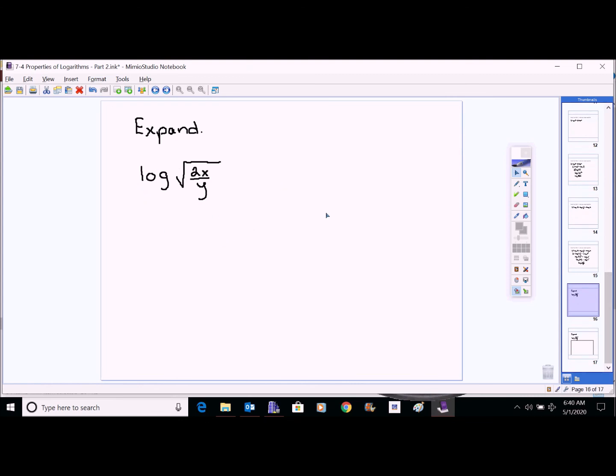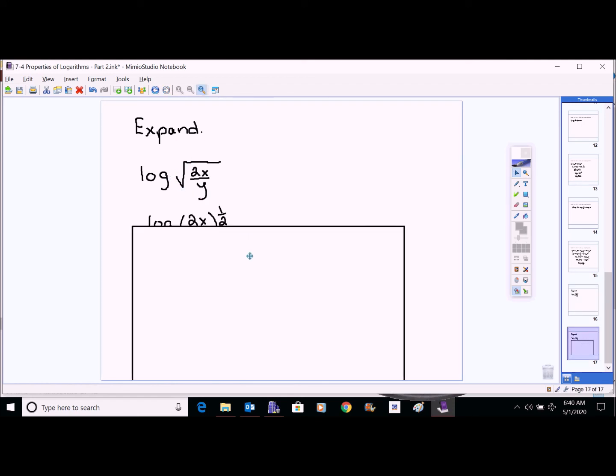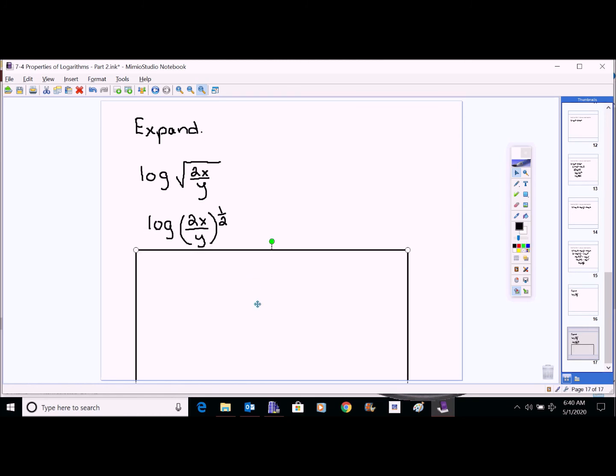This one, if it says to expand, you have to do all those things backwards. So we're going to want to start thinking about all the roots we need to turn into powers. So that's a half power. Then we have this is all attached together. In order to detach it, we can bring this half down front.